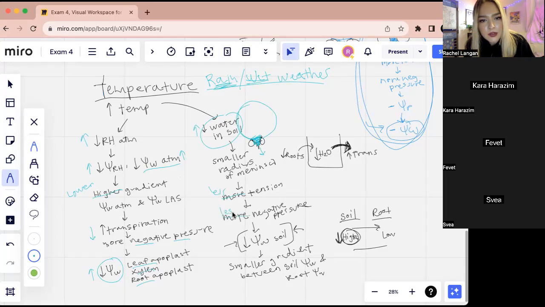Less negative pressure. So a higher water potential of the soil. And if you make the water potential of the soil really high, now we've increased the gradient from the soil to the root. We've made it steeper. So that should cause more flux into the root.